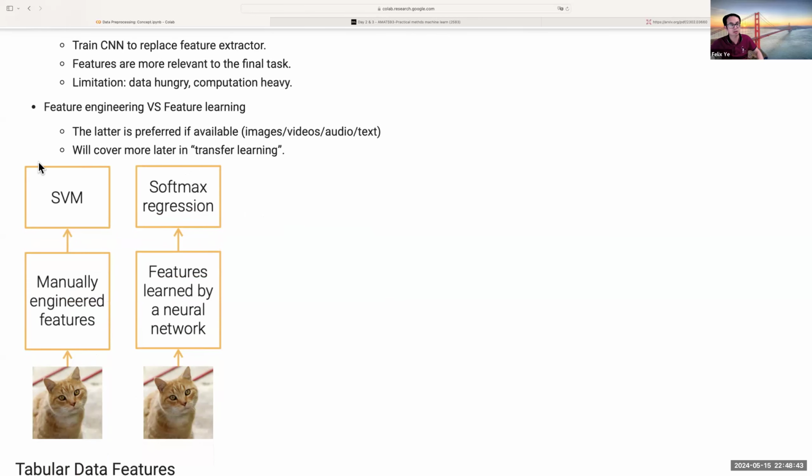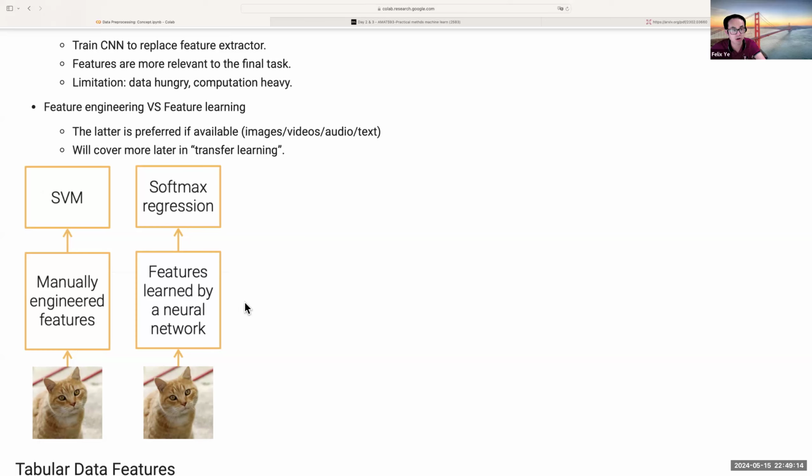So think about it this way. If we manually engineer the features, for example the edges of an object that looks like a cat, you can check whether it has ears or not. If it has ears, it is more likely to be a cat. If it has no ears, it is more likely to be a dog. These kinds of problems can then naturally be handled with SVMs.